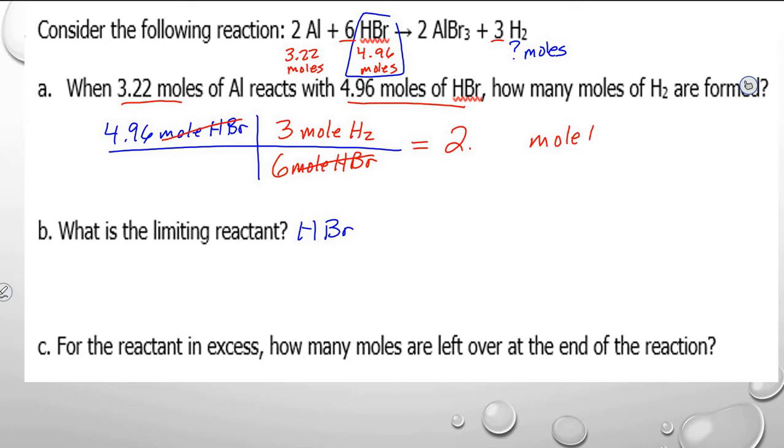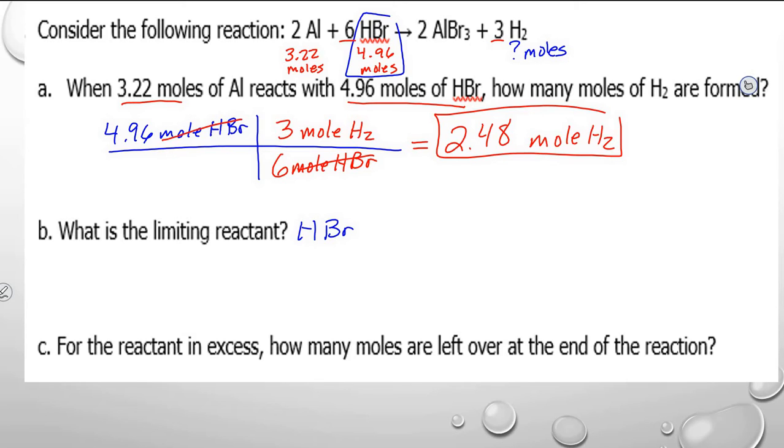Moles of H2. If you haven't got a calculator out, you're going to want one out. If you haven't got a periodic table out, you probably want that out. So somebody do that calculation for me real quick. 2.48. Okay. Now, this bottom one here, for the reactant in excess.